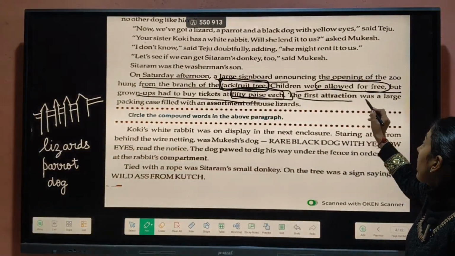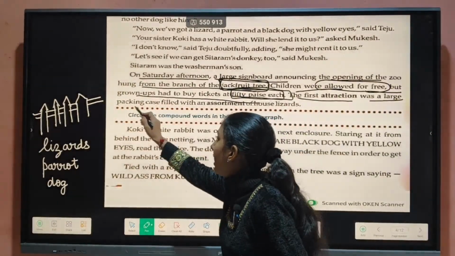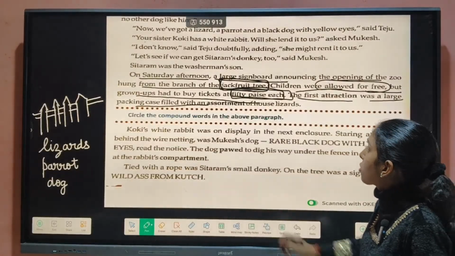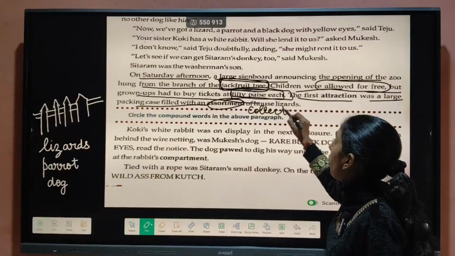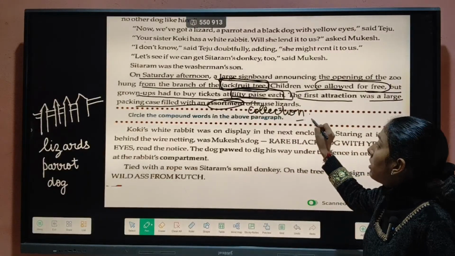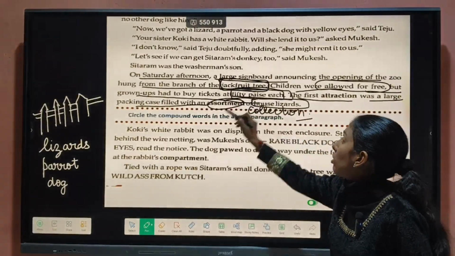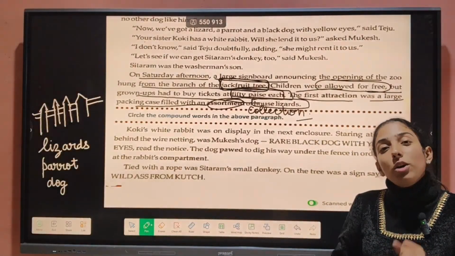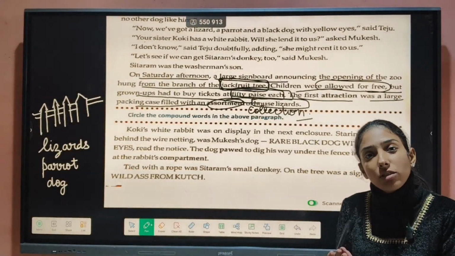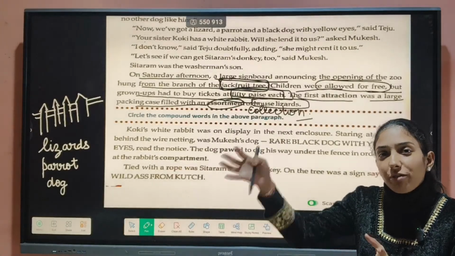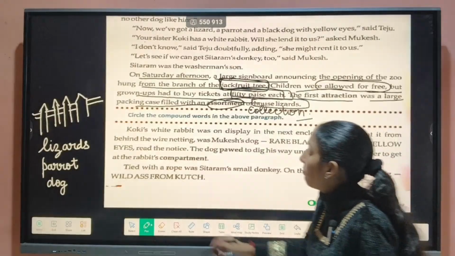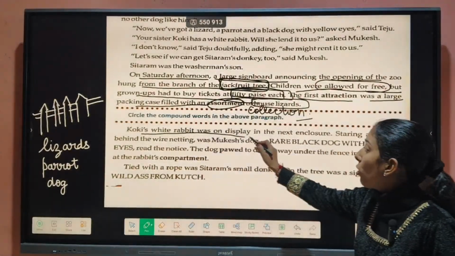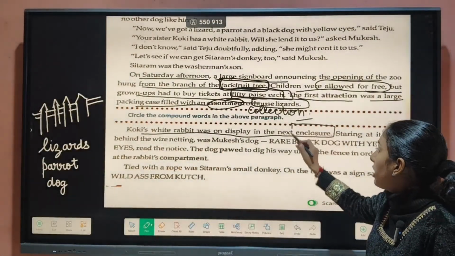The first attraction was a large packing case filled with an assortment. Assortment means a collection of different types of things. Okay, they have collected lots of house lizards. From their house, whatever lizards of different types they have found, they have collected and put inside a packing case.